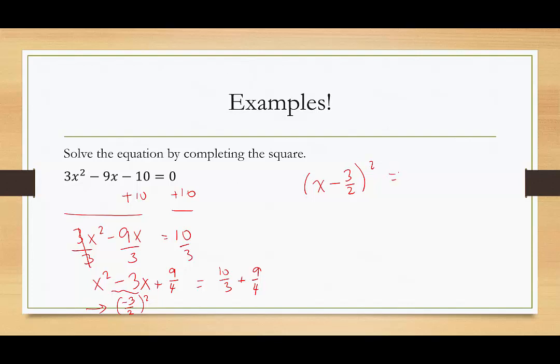On the right-hand side, we do have some fractions to deal with. So what have we got here? Common denominator will be 12, so I'm going to multiply by 4 over 4. Here I'm going to multiply by 3 over 3. That's going to give me 40 plus 27.